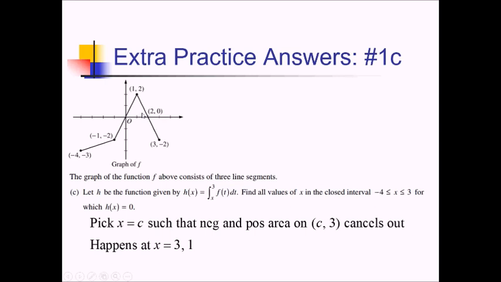And then if we go a little further back, we have another positive area that we've acquired. But going further back, this negative area cancels out this positive area. So if you go from -1 to 3, that also would give you a value of 0.